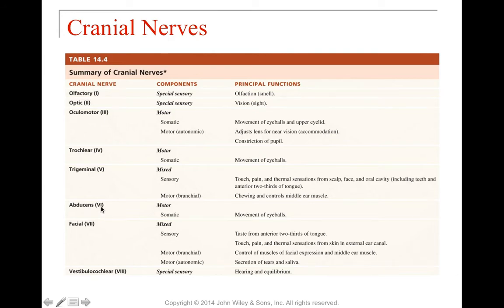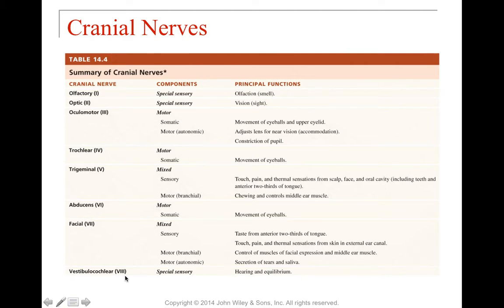Abducens is going to be nerve 6. It's also involved in the movement of the eyeballs. Facial nerve is nerve 7. It's going to be involved in the anterior 2/3 of taste. I apologize, anterior would be the front 2/3. So the trigeminal and the facial both get the front 2/3 of the tongue. They're going to be involved in taste and touch and pain from the skin in the external ear canal, as well as control the muscles of facial expression and your middle ear muscle again, and secretion of tears and saliva. So the facial nerve is what's going to allow you to go ahead and cry, or what's called lacrimal ducts, right? So release of lacrimal fluid or tears.